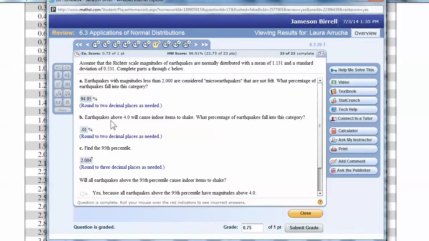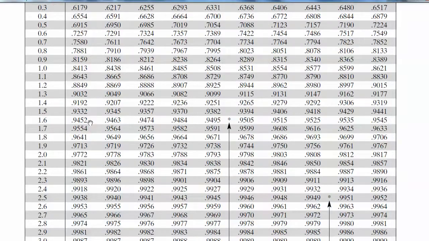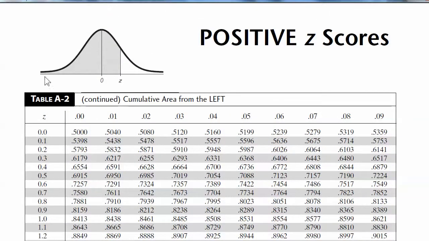All right, then they ask, earthquakes above 4 will cause indoor items to shake. What percentage of earthquakes fall into this category? So again, go to the curve, find out greater than 4. Now this is where StatCrunch is such a huge help, and the technologies, because remember, this one only finds area to the left. And I know this is something you know if you already know this, but if you don't know this, I'm sorry. I'm saying it for everyone.